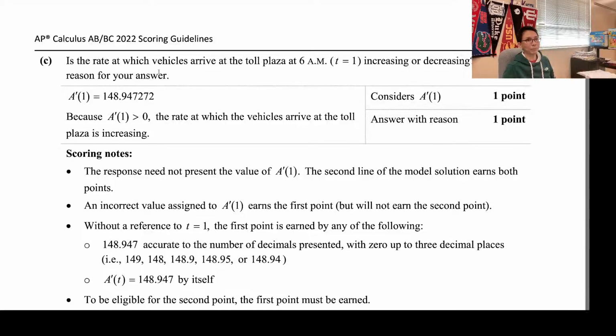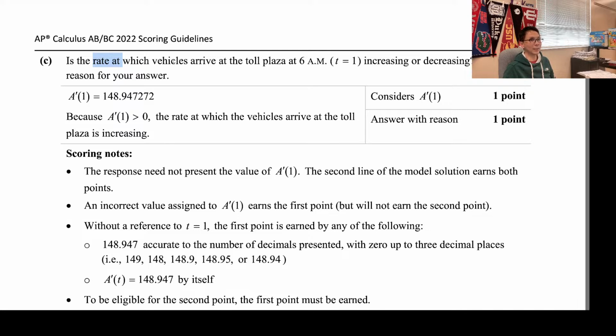Okay. Now look at this question. Pay attention to how this question can change. They say rate of vehicles arriving. Rate is the velocity. Now they say increasing, decreasing. That means take another derivative. Now, where can the question change? They can get rid of the rate. They can say vehicles arrive at a toll plaza, increasing or decreasing. Then what are you looking for? Huh? No. Wouldn't that basically be position? No, just A of 1.